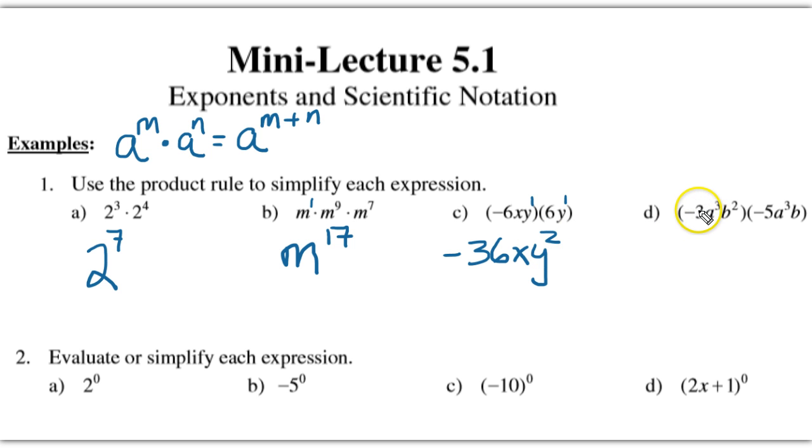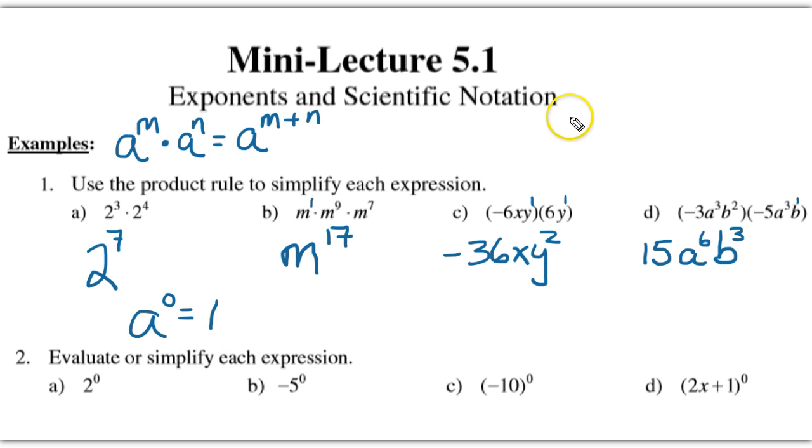And here we have a negative 3 times a negative 5 gives us a positive 15. And then A, 3 plus 3 is 6. B, 2 plus 1 is 3. So that's pretty straightforward. Now the rule for row 2 is anything to the 0 power is a 1.